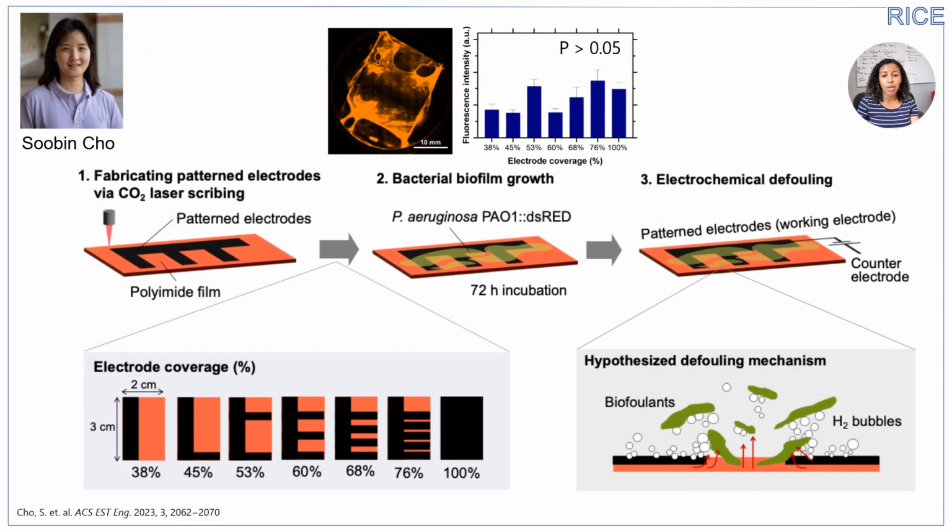So this was the general outline of the experiments that Subin did. She made a series of patterned electrodes using laser scribing on a polyimide support. She grew biofilm on these electrodes, and she used fluorescence to quantify the amount she'd grown. Looking at the fluorescence on the different electrodes let us know that there was no systematic increase or decrease in the amount of biofilm grown as a function of electrode coverage. Finally, she applied a range of potentials to electrochemically remove the biofilm and compared those values.